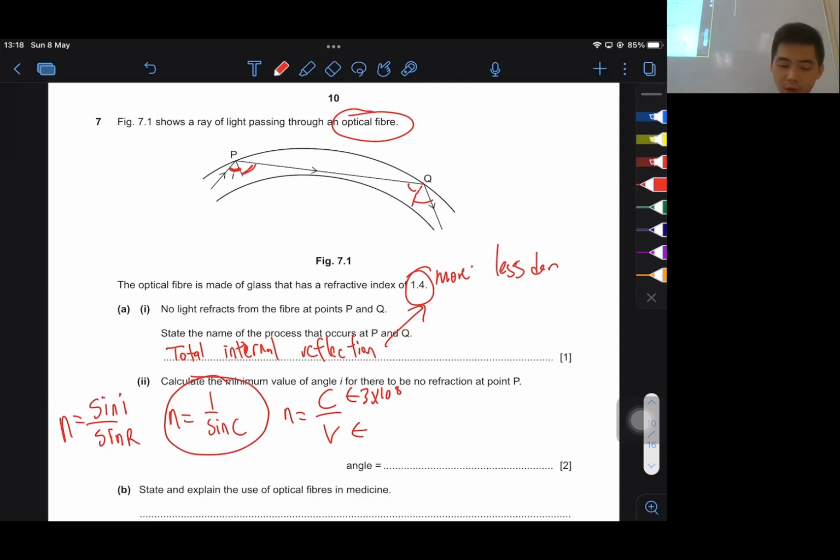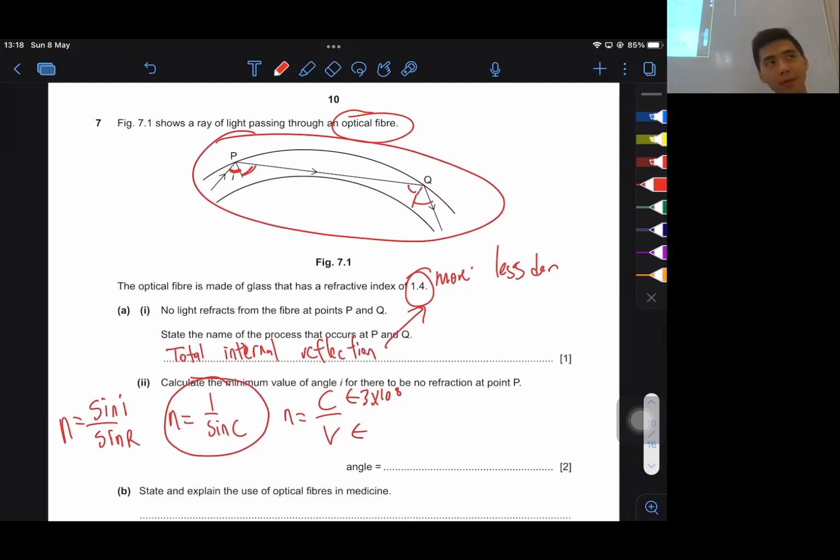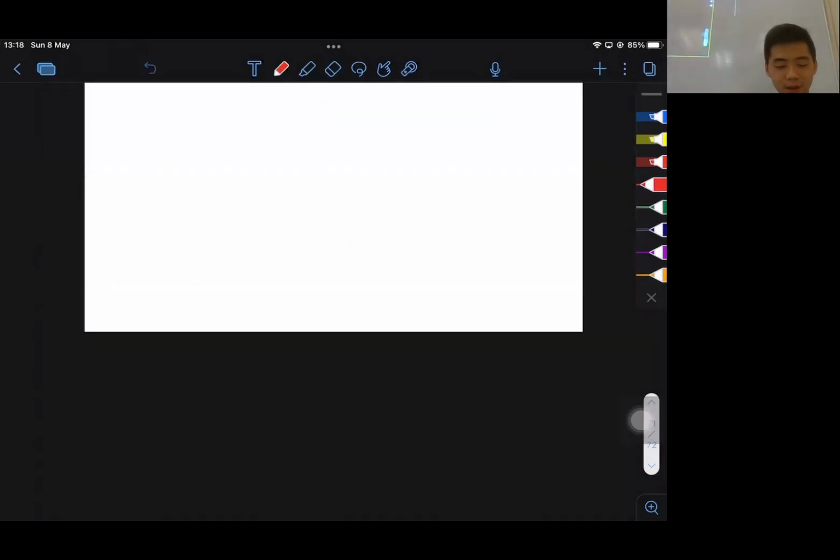Because this one here is going through total internal reflection, right? For total internal reflection to occur, it must exceed the critical angle. Very important, it must exceed the critical angle. Only then can it go through total internal reflection, right? So from here, you don't know what's critical angle?